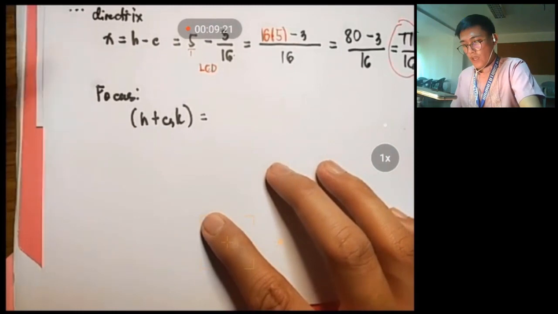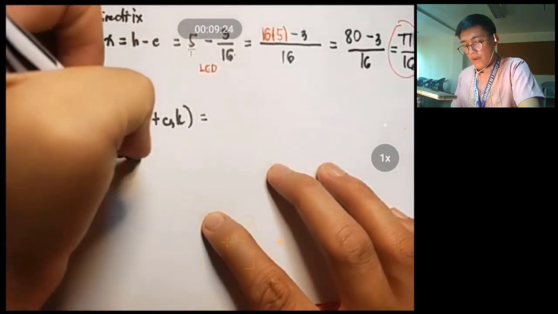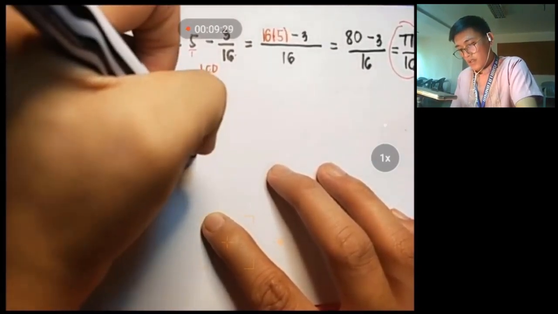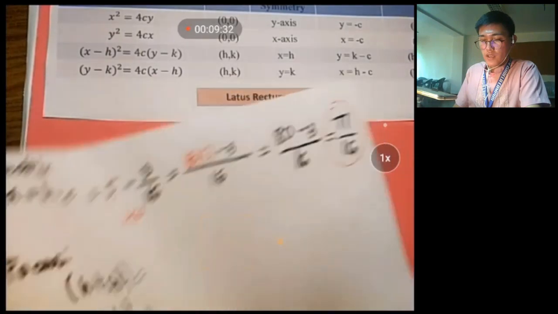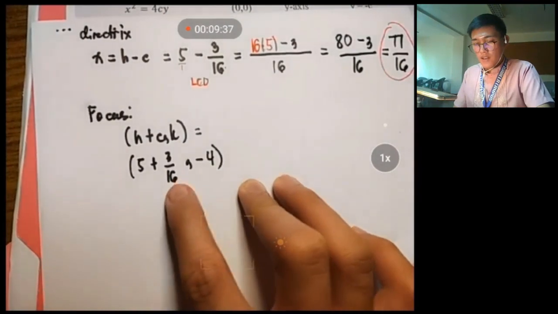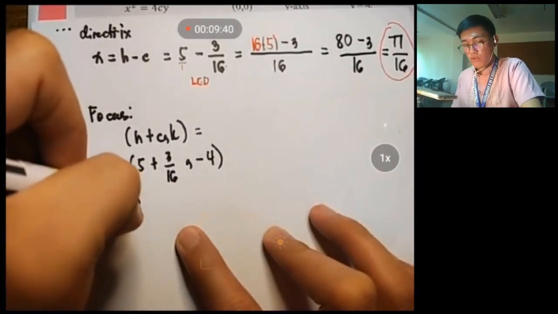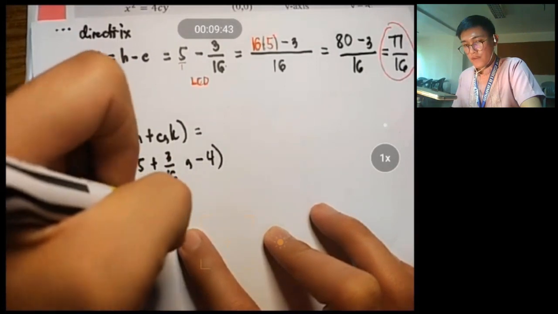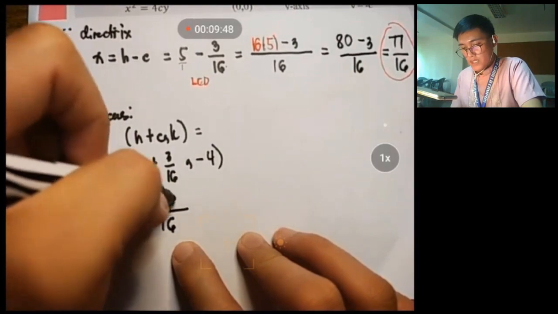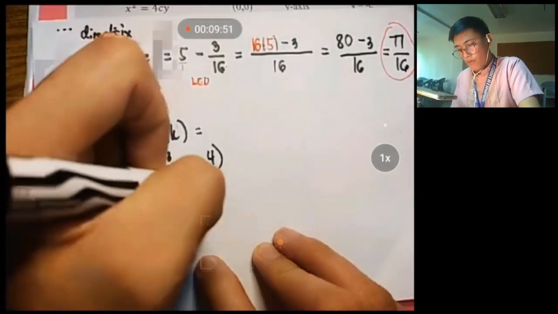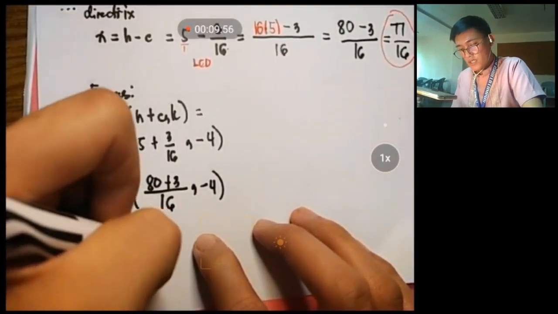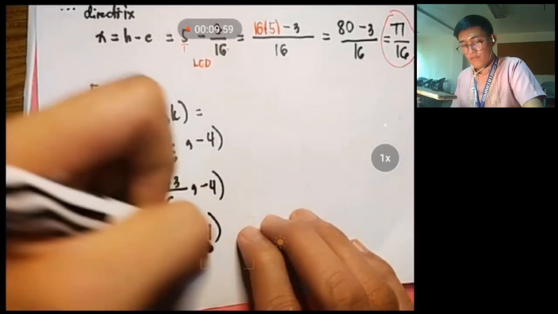Okay, our h is 5 plus 3 over 16, which is c. Then our k is negative 4. I got it. Again, you'll do addition of fraction and whole number here. Then LCD first, 16, then 80 plus 3 minus 4, then 80 plus 3 is 83 over 16 negative 4.